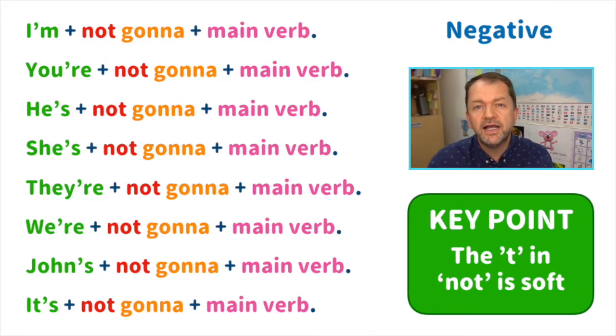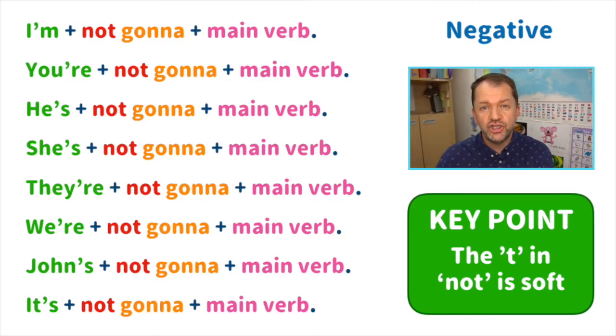So we say, I'm not gonna. She's not gonna. He's not gonna. We're not gonna. Okay? It just seems more casual and more friendly to say not gonna. For example, she's not gonna get married in a church.